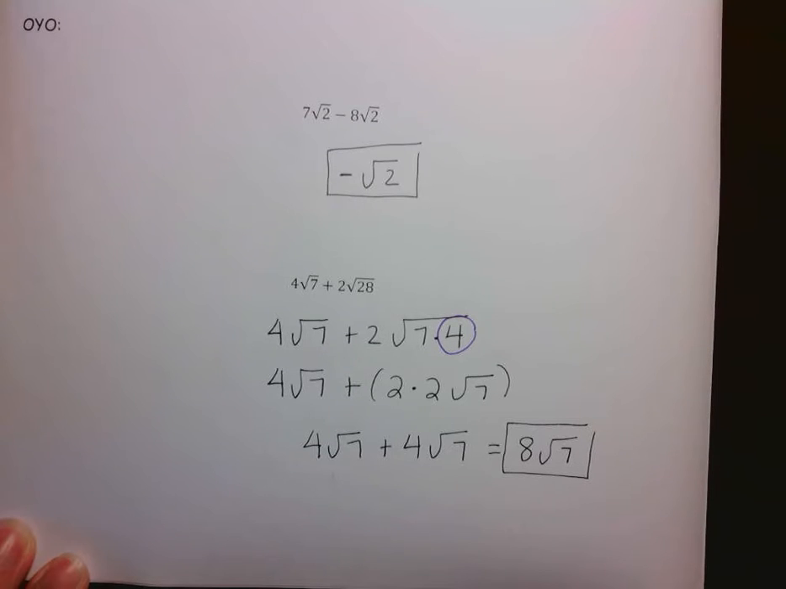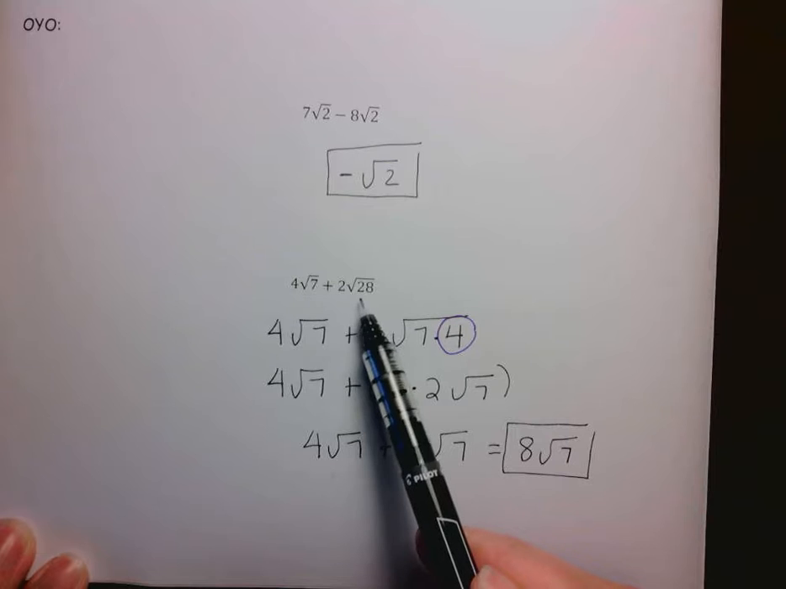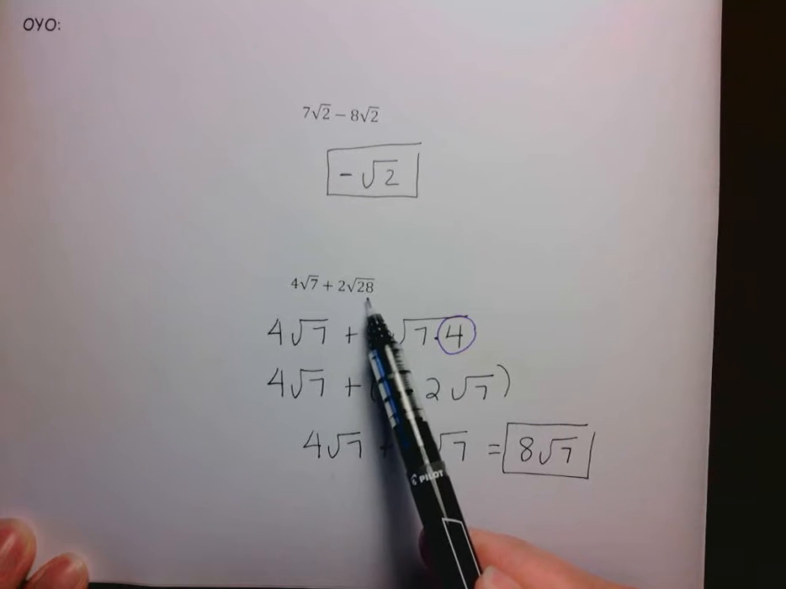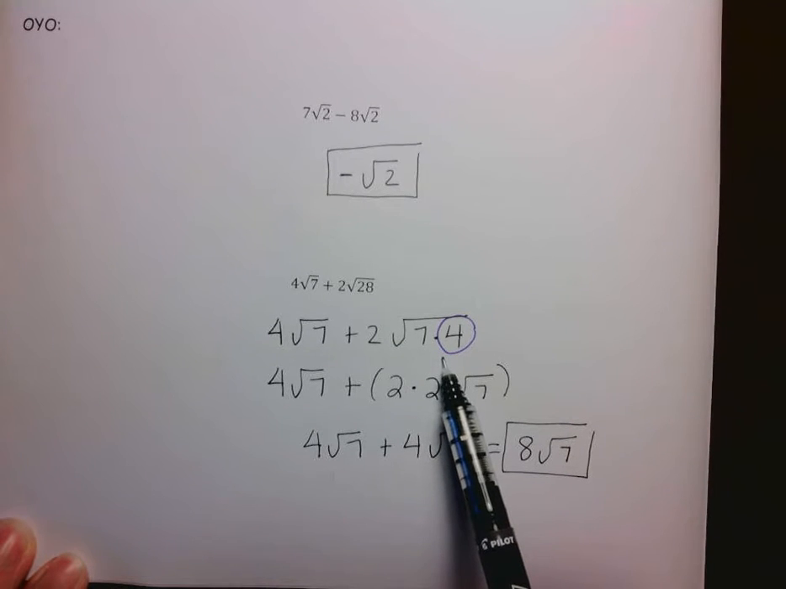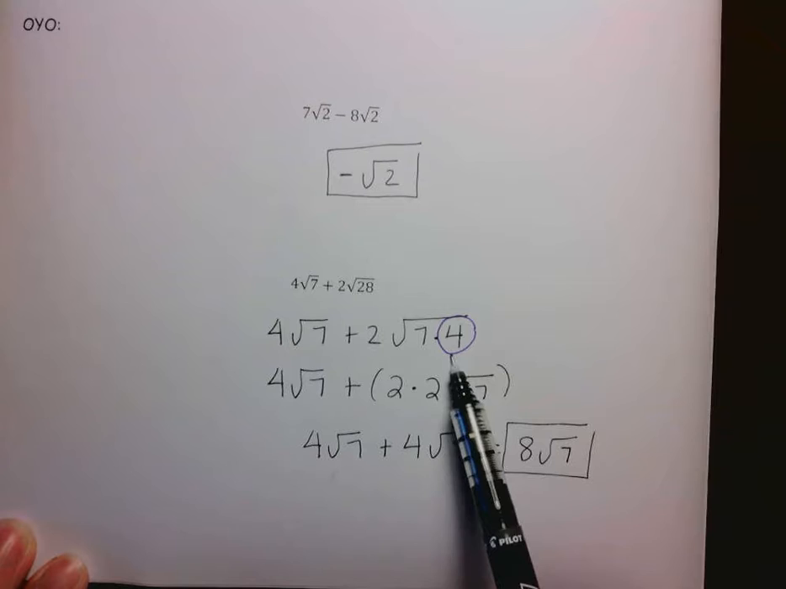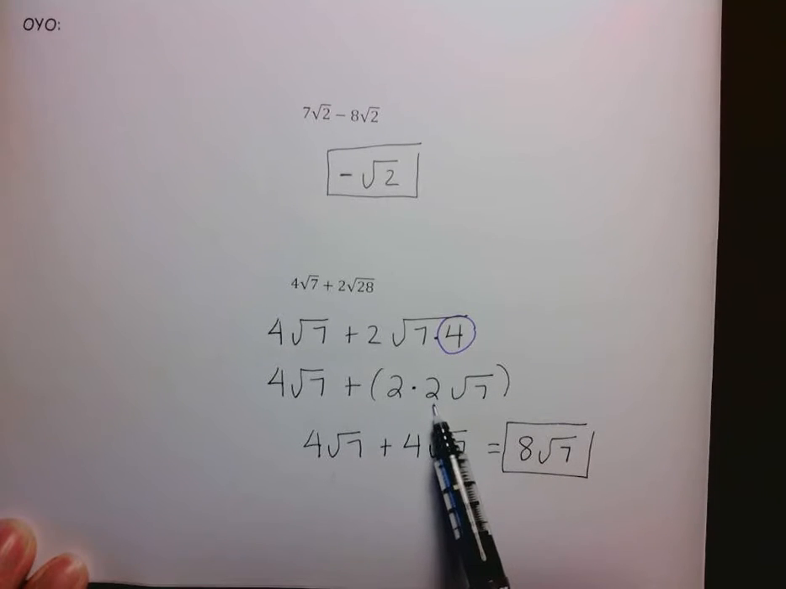Here are the answers. I want to call your attention to what I did here with the square root of 28. The square root of 28 is the same thing as the square root of 7 times 4. Now the square root of 4 is 2, but be very careful. Do not skip this step in the process.